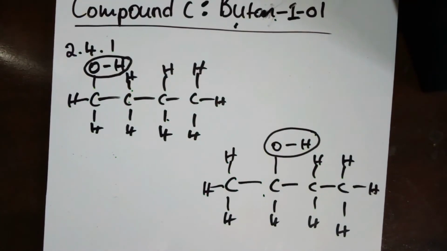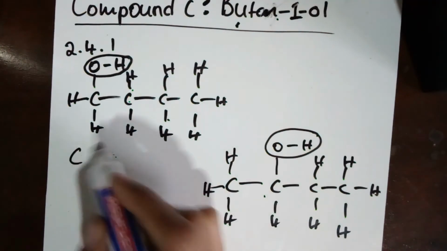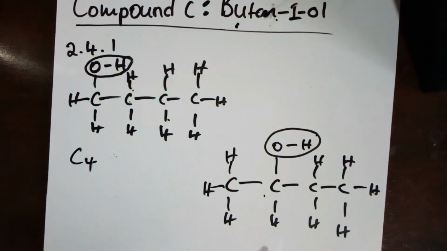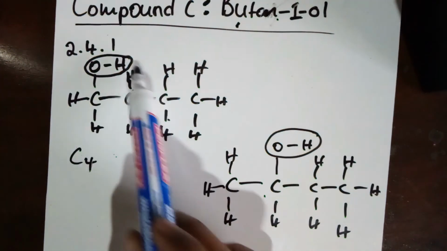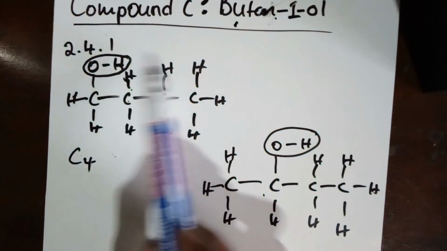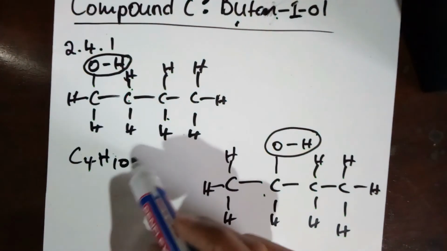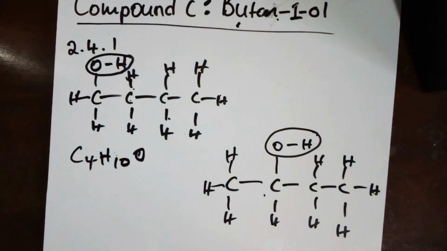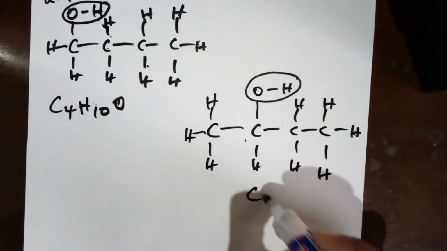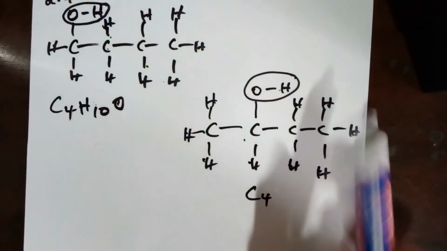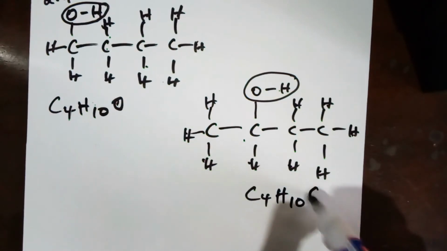Now if you look at these two, their structural formulas look different, but their molecular formula is the same. So let's count the number of hydrogens: 1, 2, 3, 4, 5, 6, 7, 8, 9, 10. You just confirm with me, and then there's a single hydrogen. And then let's write this one: 1, 2, 3, 4, 5, 6, 7, 8, 9, 10. There's 10 hydrogens and 1.